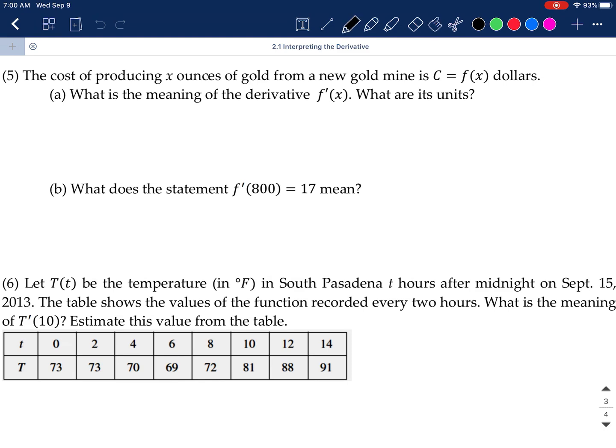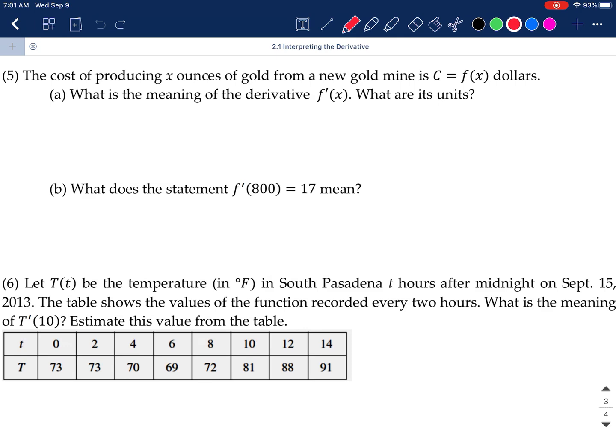So 5 says the cost of producing x ounces of gold from a new gold mine is C equals f of x dollars. So our function is a function of ounces. So if I know the number of ounces of gold, I can figure out what the cost of producing that is going to be. So this is a typical style of a cost function. It says, what is the meaning of the derivative f prime of x, and what are its units?